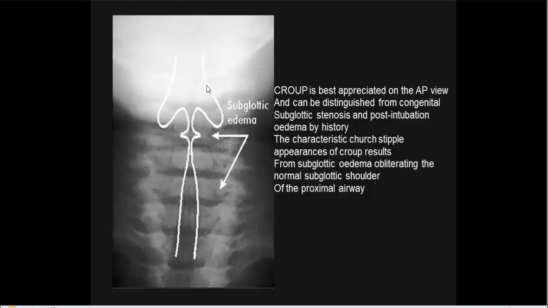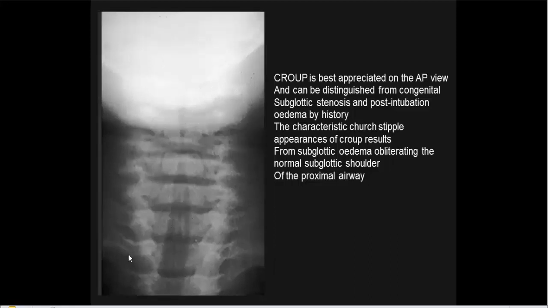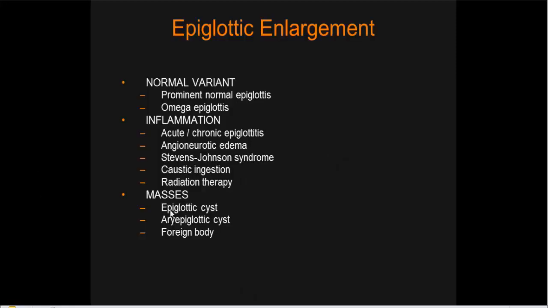This is the steeple appearance of croup. As we see, the steeple appearance of croup results from subglottic edema obliterating the normal subglottic shoulder of the proximal airway.